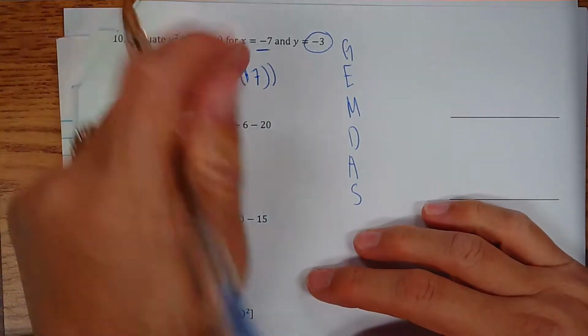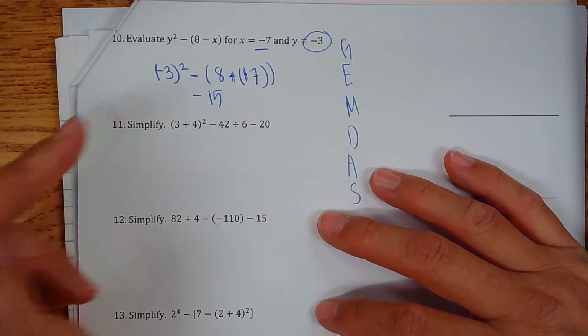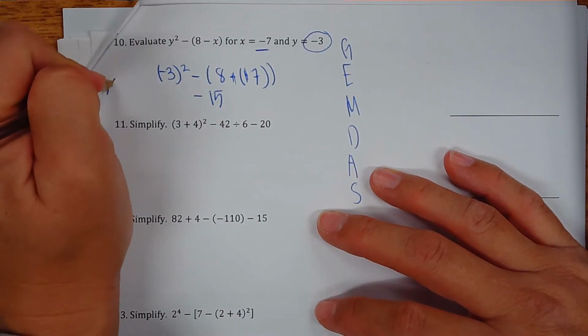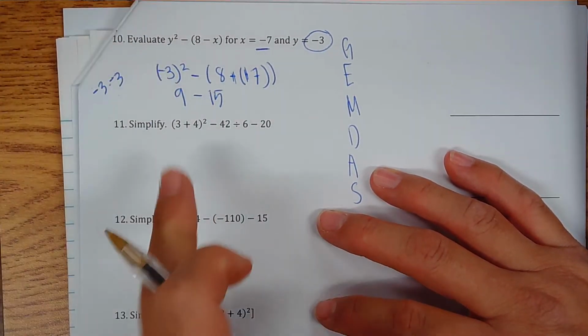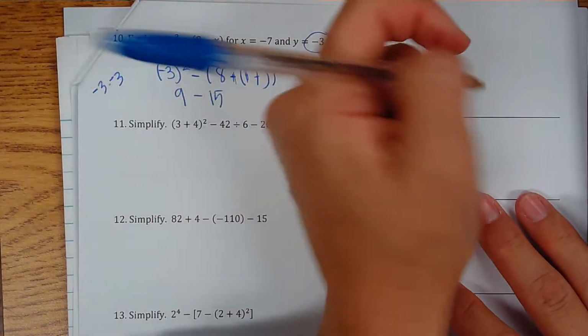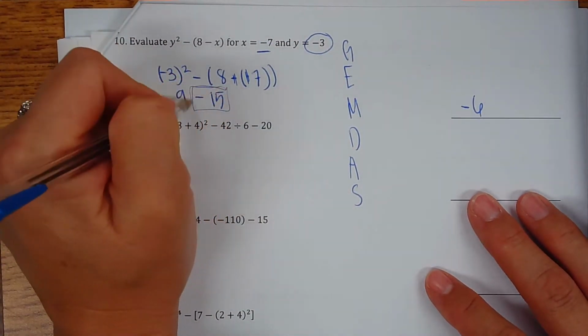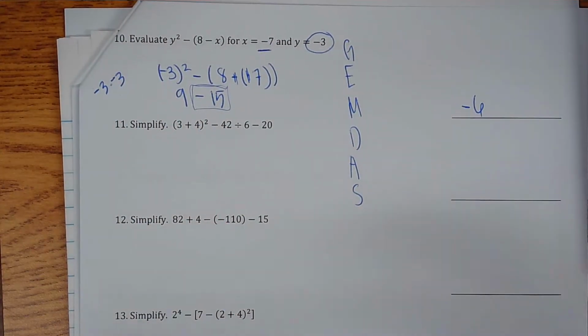8 and 7 would be 15. And now if we're going to square negative 3, well, negative 3 times negative 3 gives me a positive 9. So now my problem is 9 minus 15, which would become a negative 6. I keep the sign of the bigger number. Since 15 is bigger than 9, it's a bigger number.